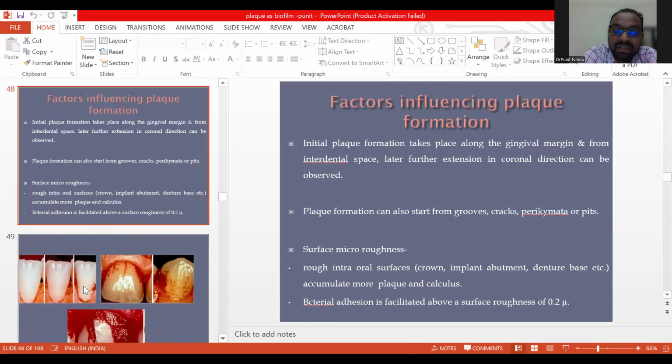The factors influencing plaque formation. Initial plaque formation takes place along the gingival margin and from the interdental space, and further extension in the coronal direction can be observed. Plaque formation also starts from the grooves, cracks, perikymata, or pits. With surface micro roughness, like crowns, implants, and denture bases, there will be more accumulation of plaque and calculus, and bacterial adhesion is facilitated above a surface micro roughness of 0.2 micrometers.